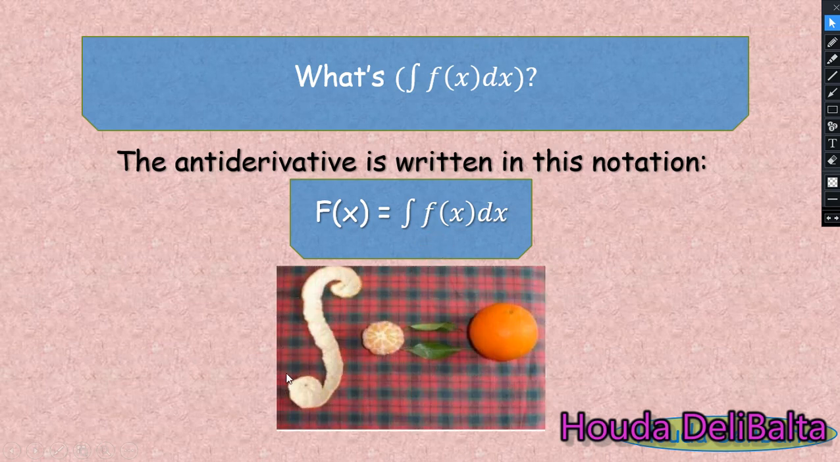Here is the photo. This symbol is the integral. The integral of the peeled lemon is equal to the lemon before being peeled. So this lemon is the antiderivative of this, and this is the derivative of this.